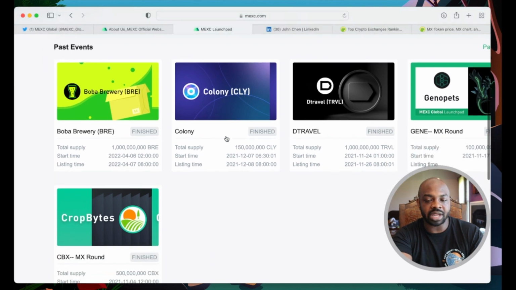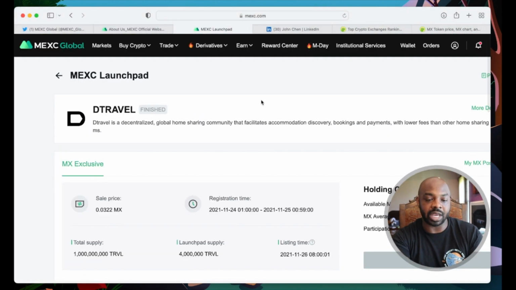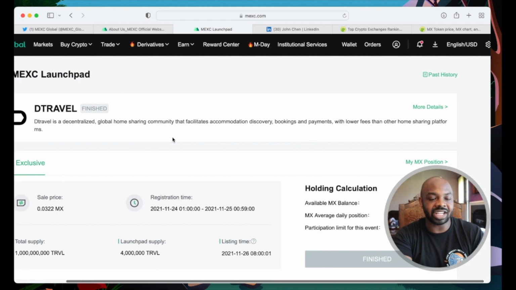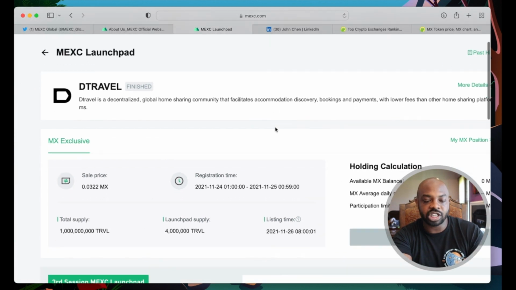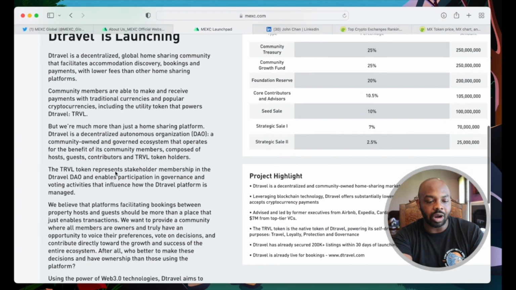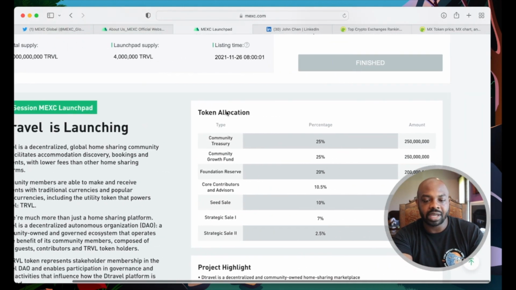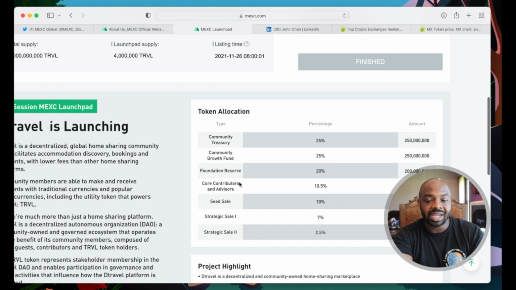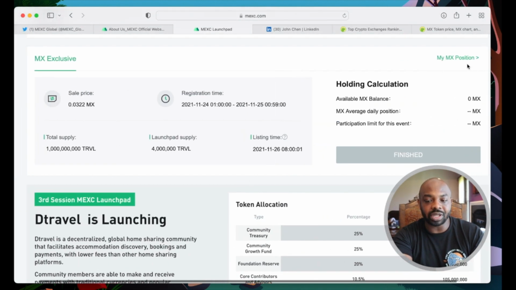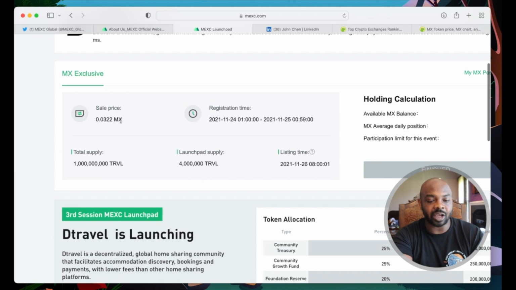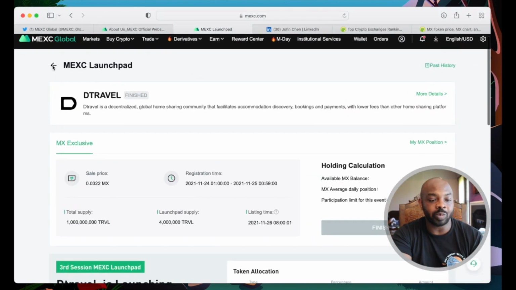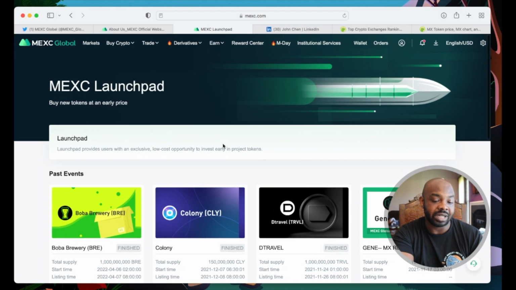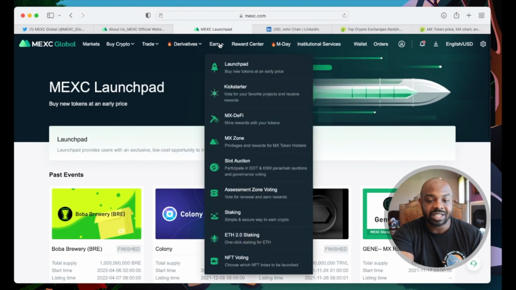So here go the past projects. These are all closed, but let's click one for example, right? So you have DTravel. It is a decentralized global home sharing community that facilitates accommodation discovery, booking, and payments with lower fees than other home sharing platforms. And they tell you more about it right here. You can see the token allocation, how they have everything going, and you can basically start investing early. You can look at your position, and this is the sale price you was able to get in at. So I like being able to get on some things early, especially if you believed in it. You can't do this with any other platform, so that's a great thing that kind of separates them.